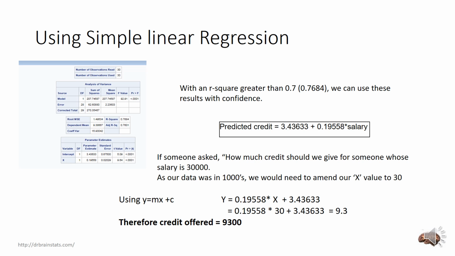So, as an example, if someone asked us how much credit we should give somebody whose salary is 30,000, as our data is in the thousands, we would need to amend our x value to 30. So using our y = mx + c, we apply the 30 into the equation, and we know that the credit offered should be 9,300.